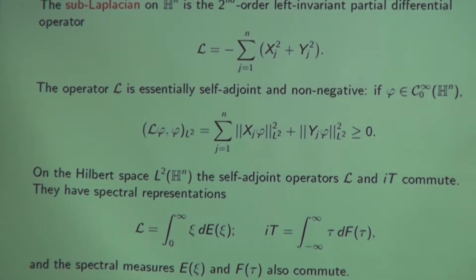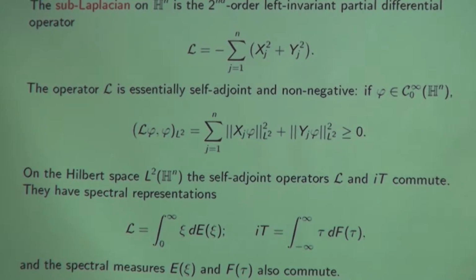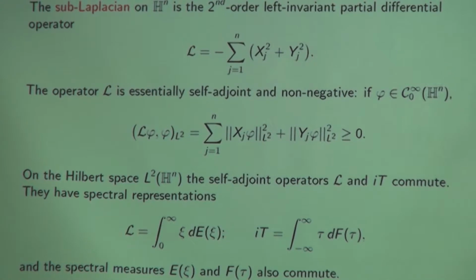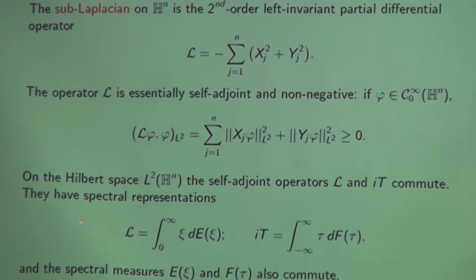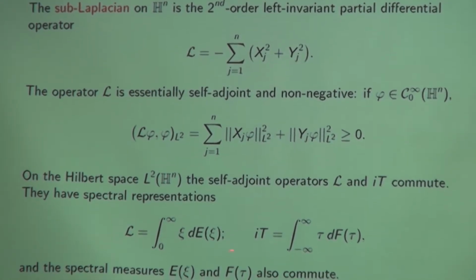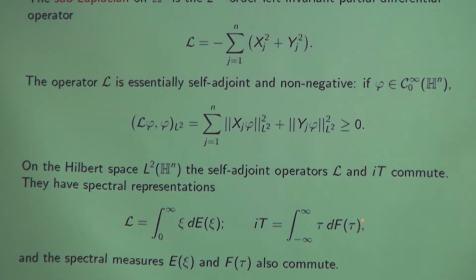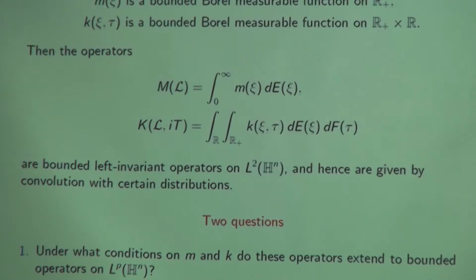And by the spectral theorem, one can check that the operator L commutes with the operator T, because the coefficients of the various vector fields that I have don't involve T, so T always commutes with that. And so by the spectral theorem, I can write down L and T in terms of spectral measures, and these spectral measures will commute with each other because the operators commute with each other.